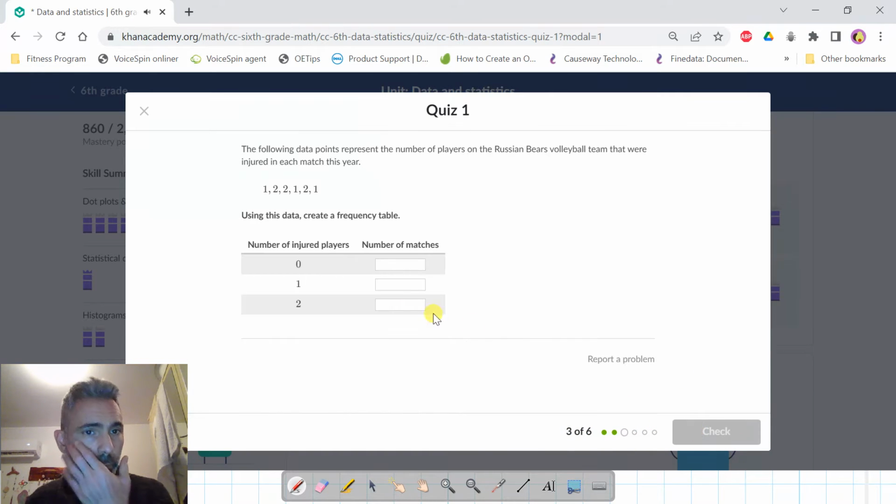Okay. The following data points represent the number of players on the Russian Bears volleyball team that were injured in each match this year. Number of players on the Russian team that were injured in each match. Okay, so using this data, create a frequency table. So number of injured players, 0.